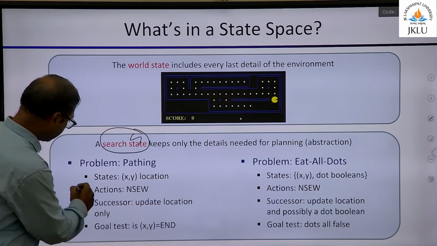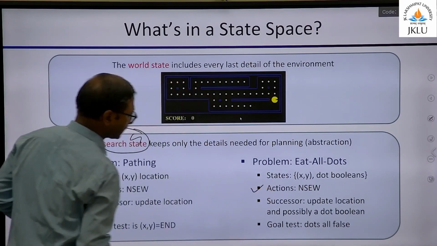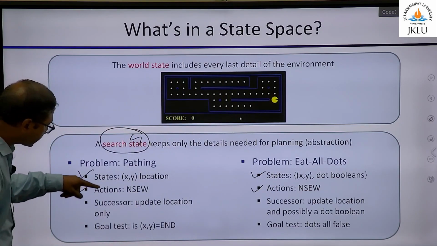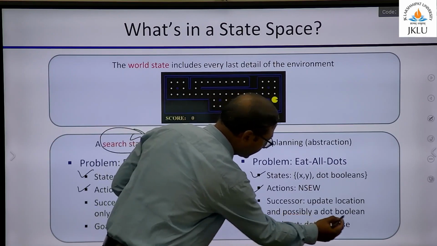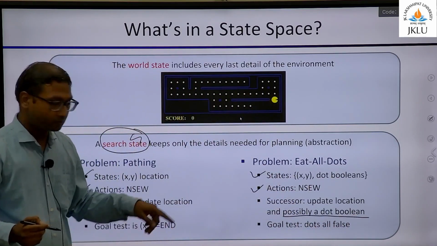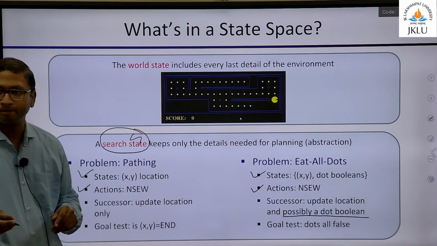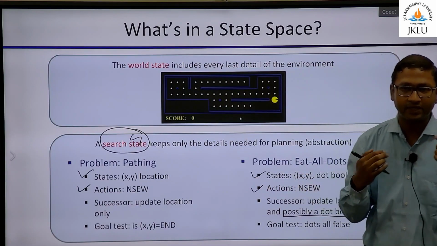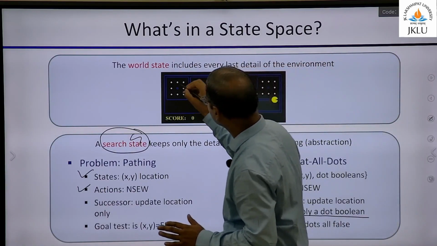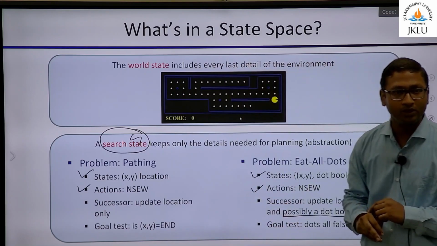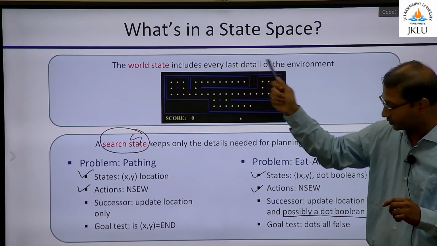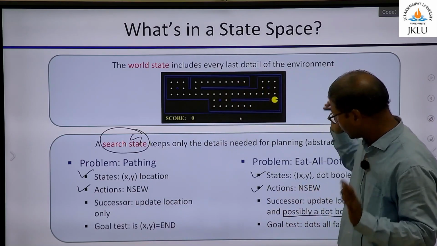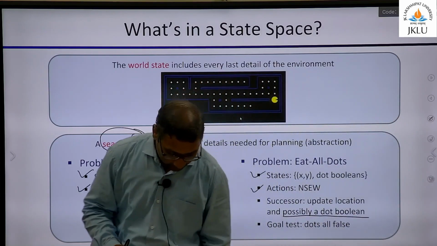So if you see, this remains the same, states roughly remain the same, successor update location only, and in this case update. How does this make a difference? See, visiting a particular place does not mean that I have eaten a pellet. So, let's say if everything is gone and a pellet is just here, then I care only about going there and eating that pellet. Successor is update location only. Goal test is you just need to go to a particular location. In this case, you need to eat all the pellets.